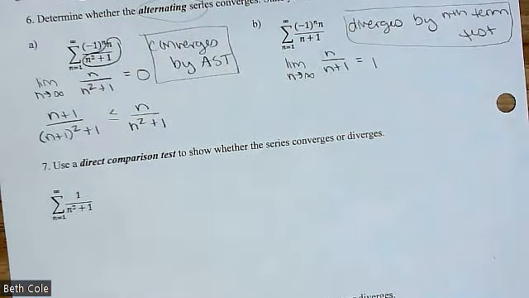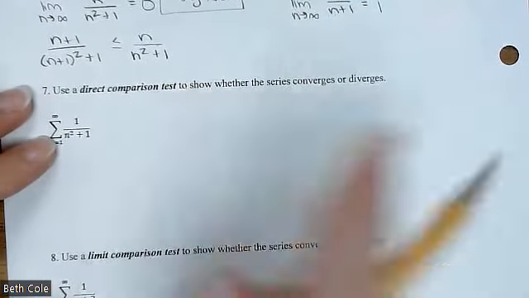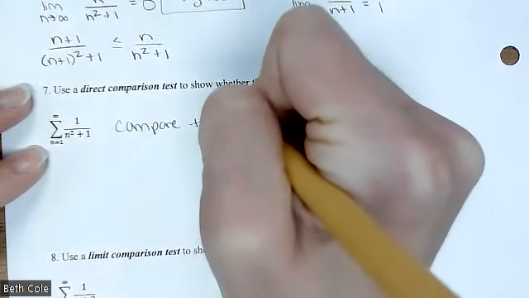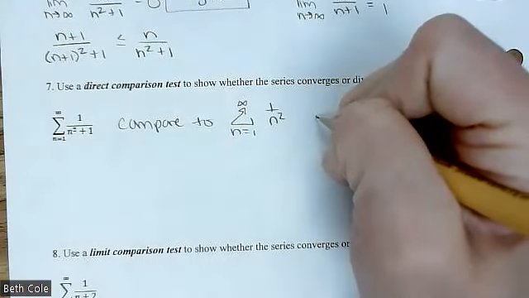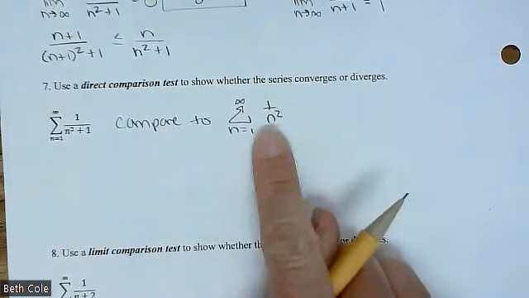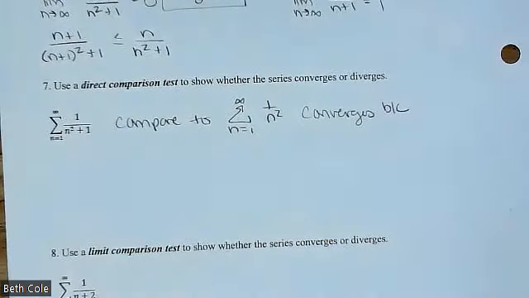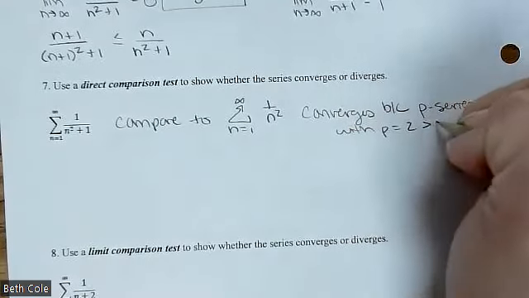And then these are the ones that we did today. So you're forced by the directions, and that happens sometimes, to do a direct comparison. So what do we want to compare this to? 1 over n squared. You're comparing it to something that's a whole lot simpler. So what does that one do? Converges or diverges? It converges because why? P series? Perfect.